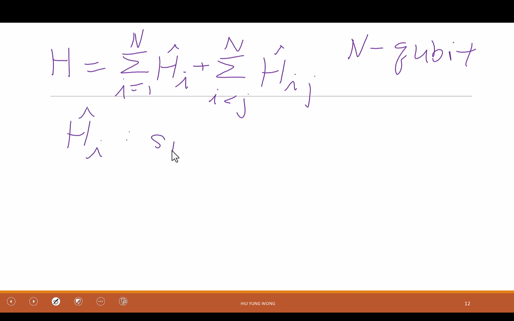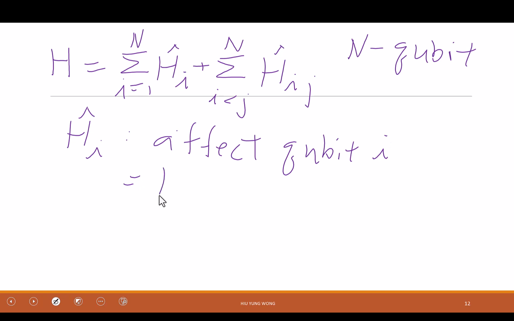is the single qubit. I said it wrong again, right? This is not a gate, but it is going to create a gate. Okay, so it affects qubit i. And usually we will do this. We say this is H_A^i sigma_A^i.